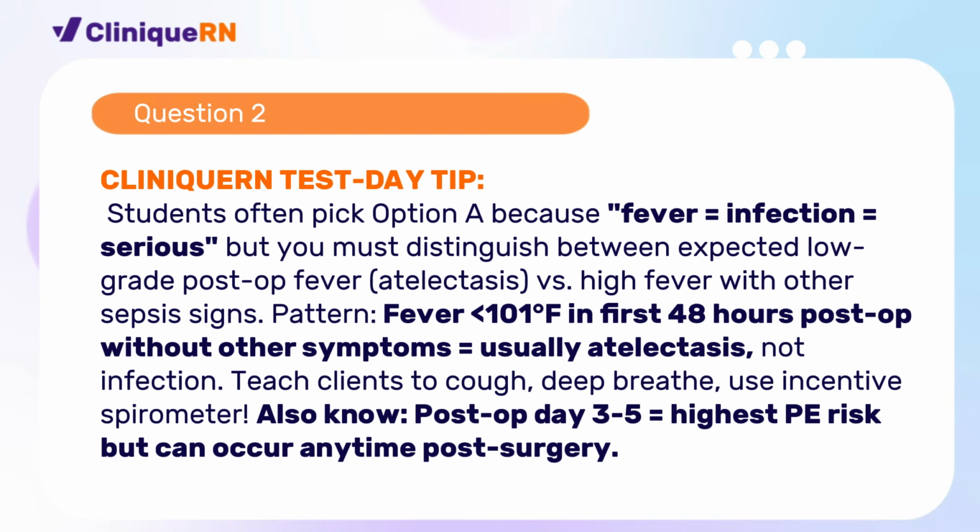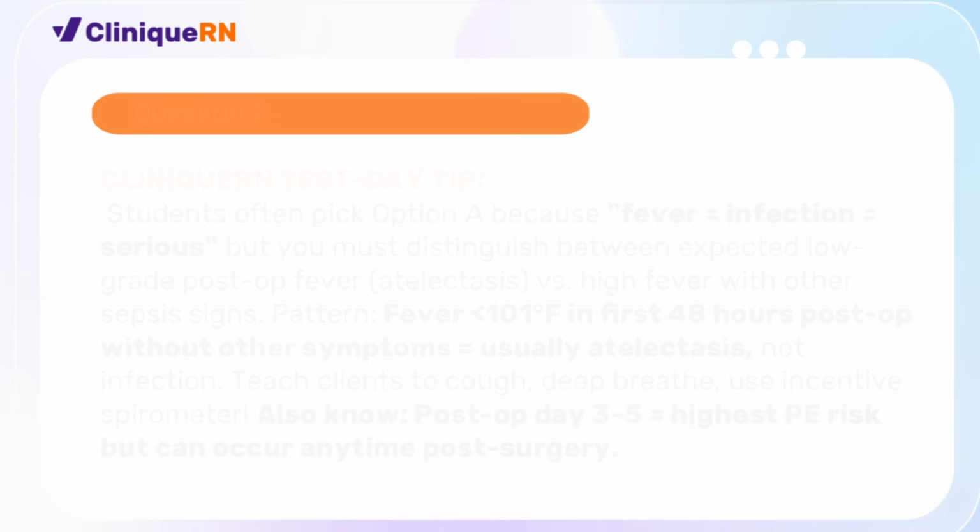Students often pick option A because fever and pain are expected, but you must distinguish between expected low-grade post-op fever, atelectasis, versus high fever with other sepsis signs. Pattern: fever less than 101 degrees Fahrenheit in the first 48 hours post-op without other symptoms is usually atelectasis, not infection. Teach clients to cough, deep breathe, and use an incentive spirometer. Also know post-op day 3 to 5 is the highest risk for PE, but can occur anytime post-surgery.